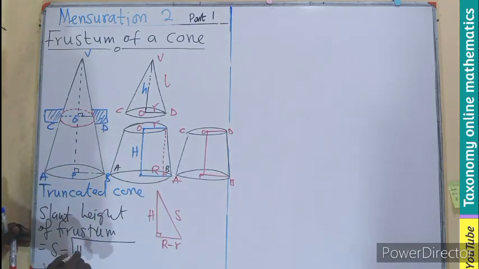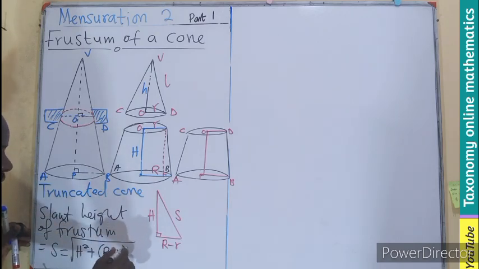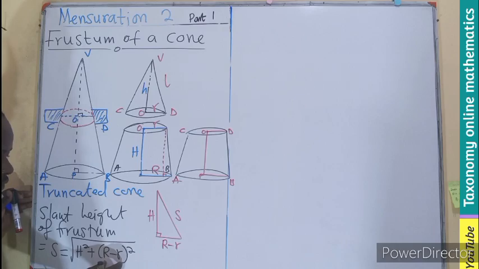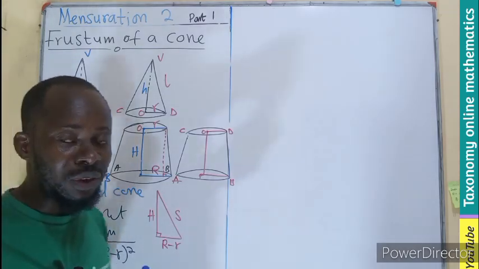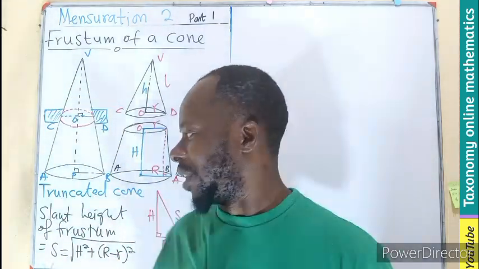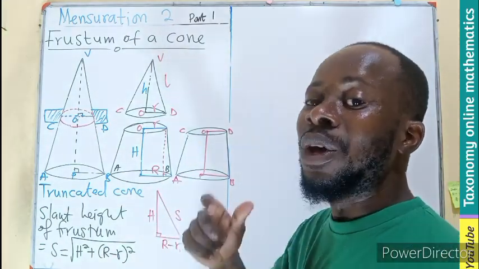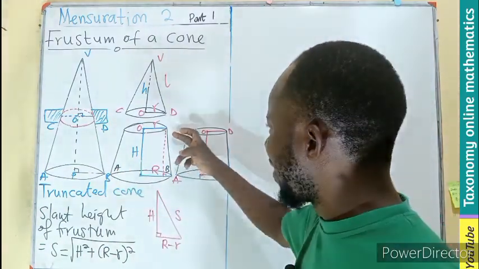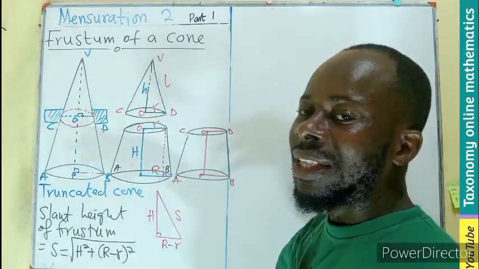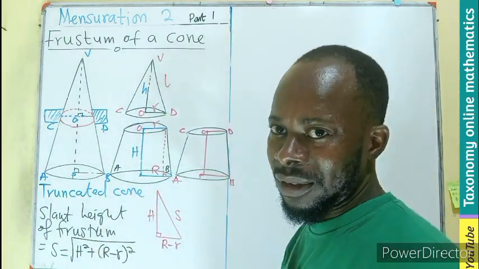So h squared, then plus R minus small r, all squared. This can also come before this, since addition is what? Commutative. So this is the first formula we are going to deal with. If I am asked to find the slant height of the truncated cone, I may go for this.